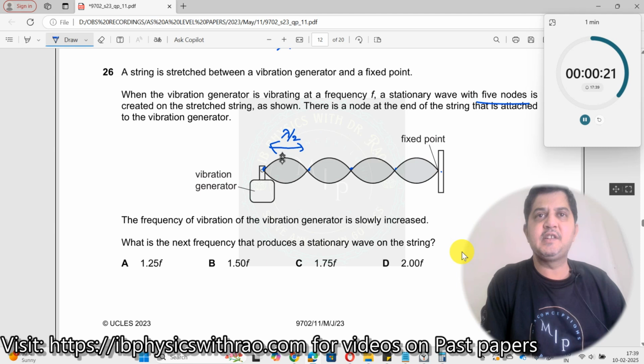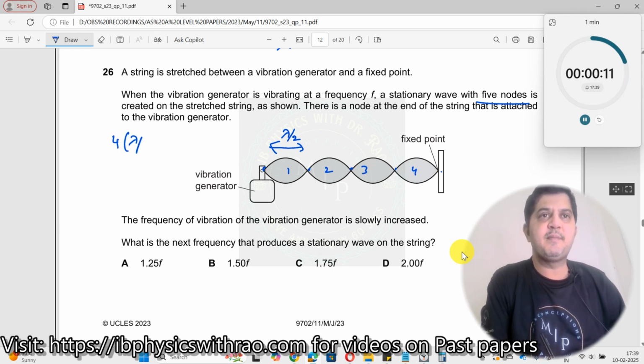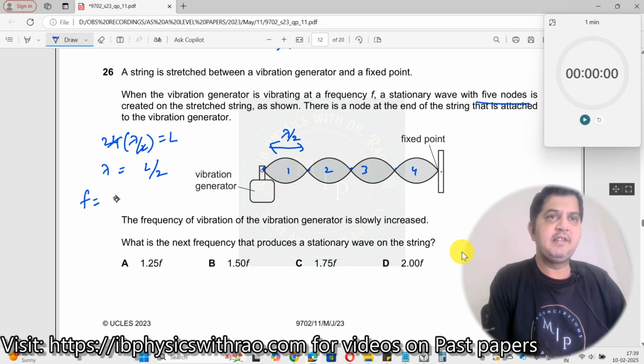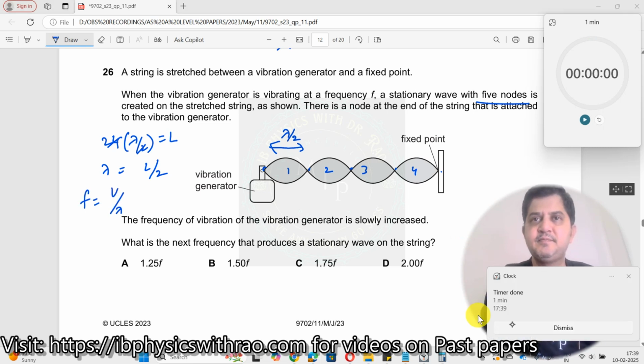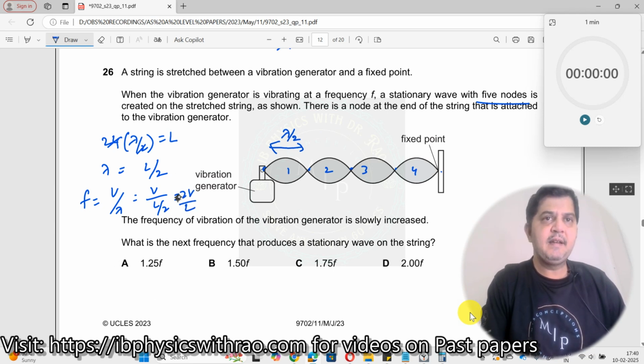This will be the wavelength. The distance between two nodes is lambda by 2. One loop, second loop, third loop, fourth loop. 4 loops are there, so 4 times lambda by 2 should be equal to L, or lambda should be equal to L by 2. Thus the frequency is equal to V by lambda, which is V divided by L by 2, which is equal to 2V by L. This is your fundamental frequency. We already know this.